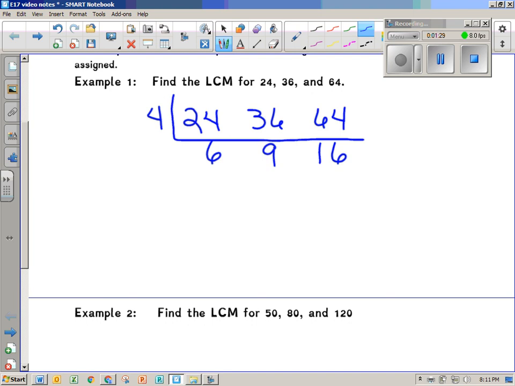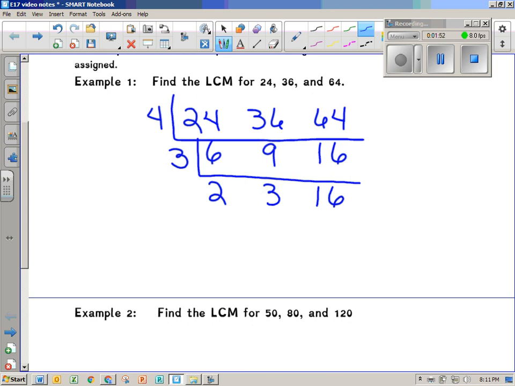For example, I might look at 6 and 9 and think, oh, well, 3 goes into both of those, but it doesn't go into 16. That's okay. Still going to factor out a 3, so I'd get a 2 here, a 3 here. When it doesn't go, you just bring the number down. That's kind of the different part.